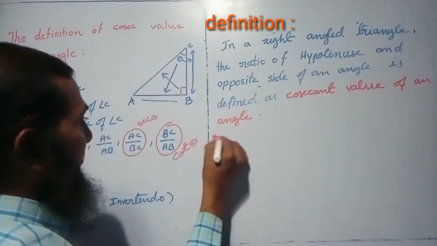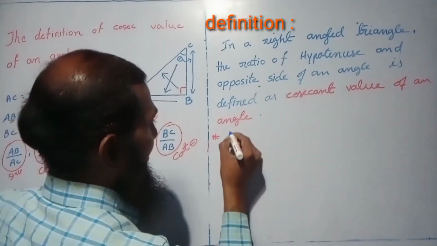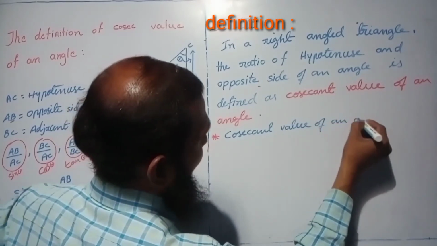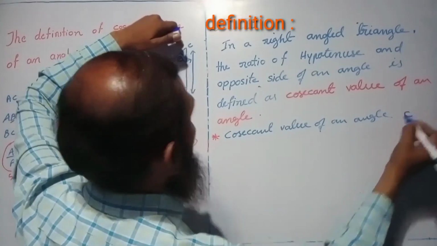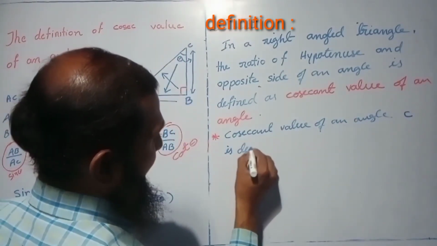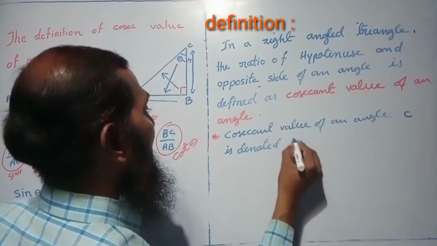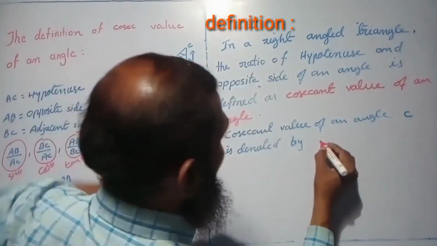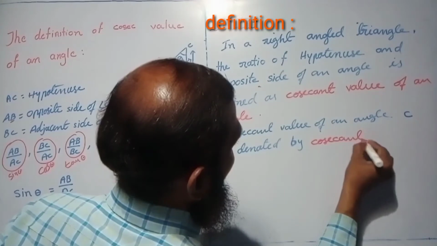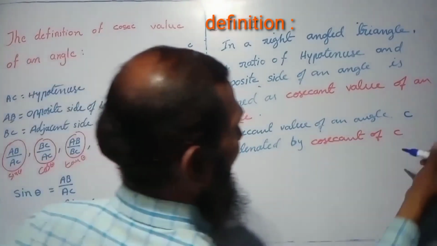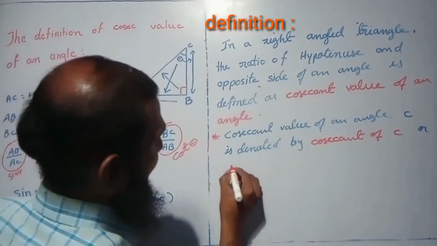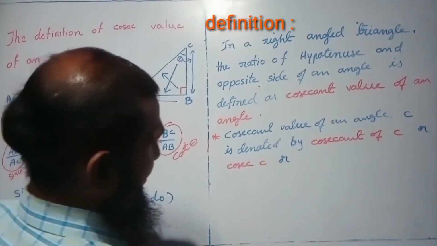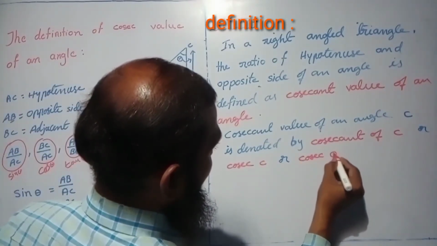This cosecant value of an angle C with respect to C is denoted by, how is it denoted? It is denoted by cosecant of C, or cosec C, or cosec theta.